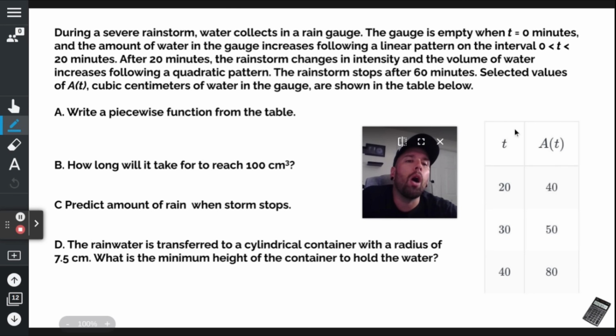Okay, so up until 20, it's linear. And after 20 to when it stops, which is going to be 60 minutes, it's quadratic. So I need to make a piecewise function where up to 20, I get linear. And after 20, or between 20 and 60, I get something that's quadratic. That requires a graphing calculator. I'm going to use a graphing calculator. Be right back.